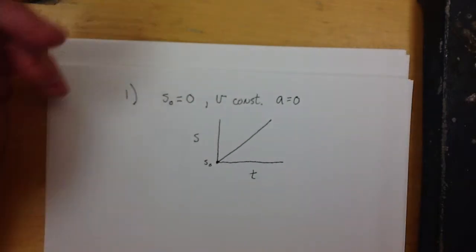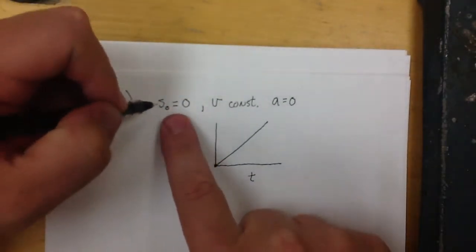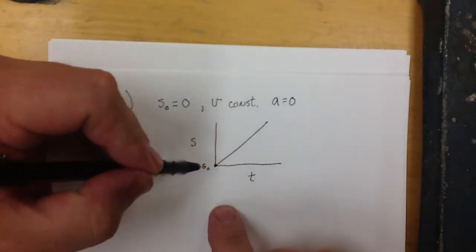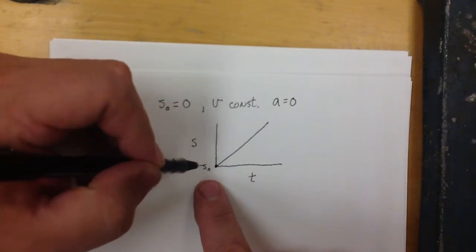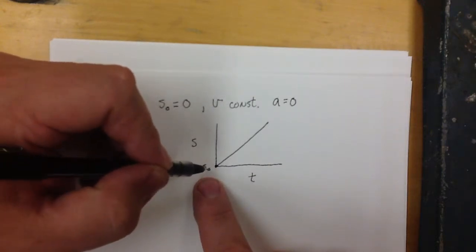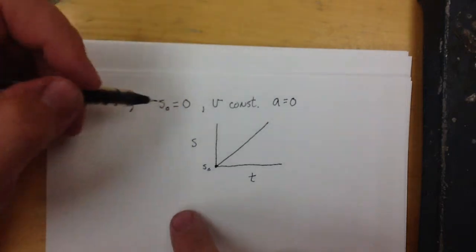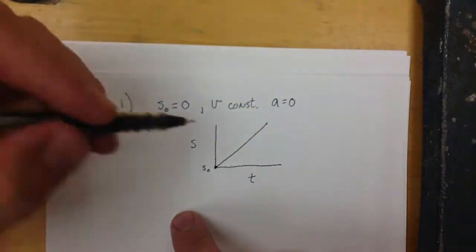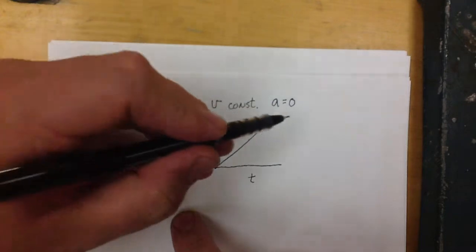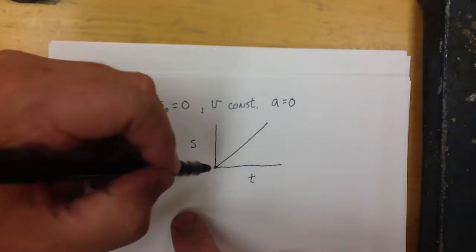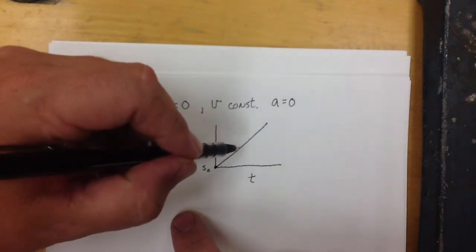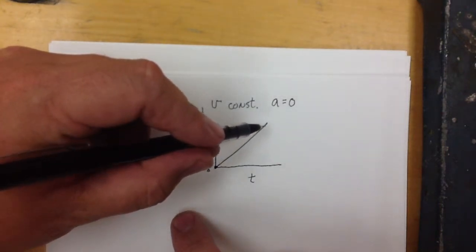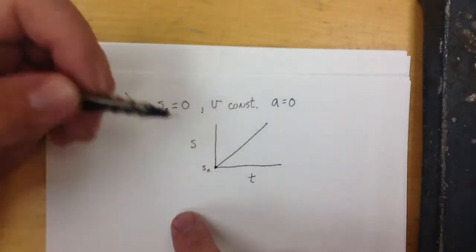So we'll get started. The first scenario is a graph of something that is at position 0 at time 0, and we call that S sub 0. That's the initial position, the position when time is equal to 0. The graph would look like a line. The thing is moving at a constant velocity with no acceleration. This could be a bug crawling across the floor at a constant speed, starting from the origin, and continuing to walk at a constant rate.